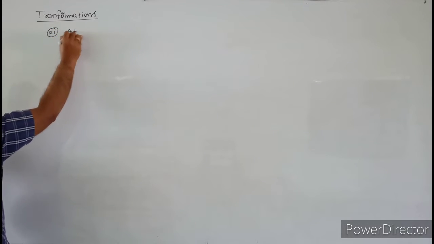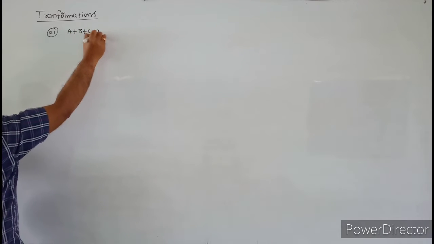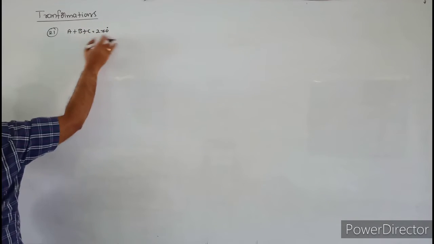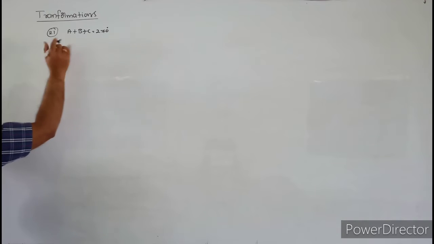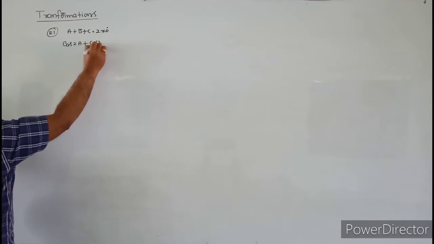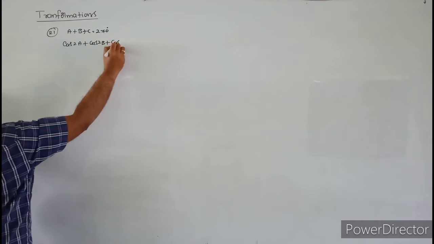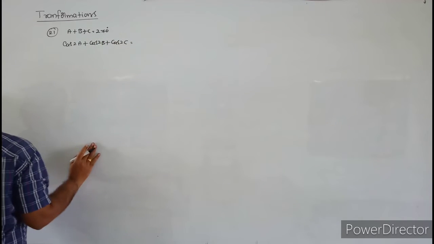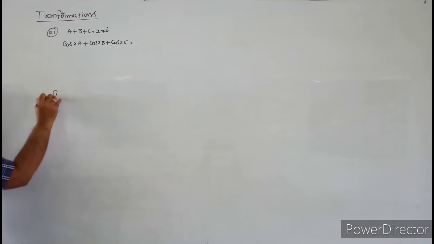So A plus B plus C is equal to 270 degrees. Then they are asking, cos 2A plus cos 2B plus cos 2C is equal to what? So what are the options here?